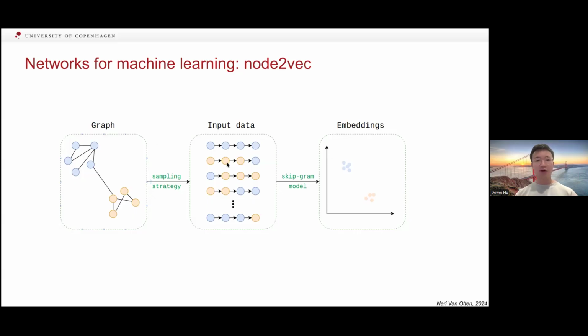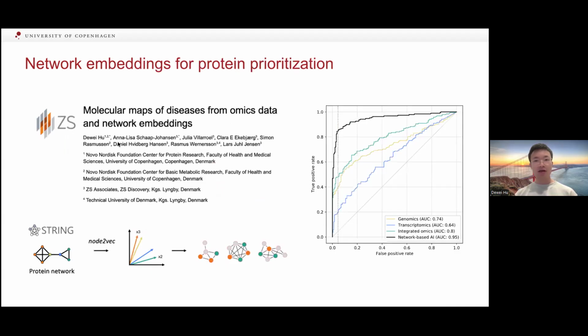So for example, here there are two clusters, and the blue cluster has very close embeddings in the latent space. And the yellow or orange cluster has very similar embeddings. They can represent the pathway information or functional associations. It is quite useful to use this kind of protein embeddings in a lot of tasks.